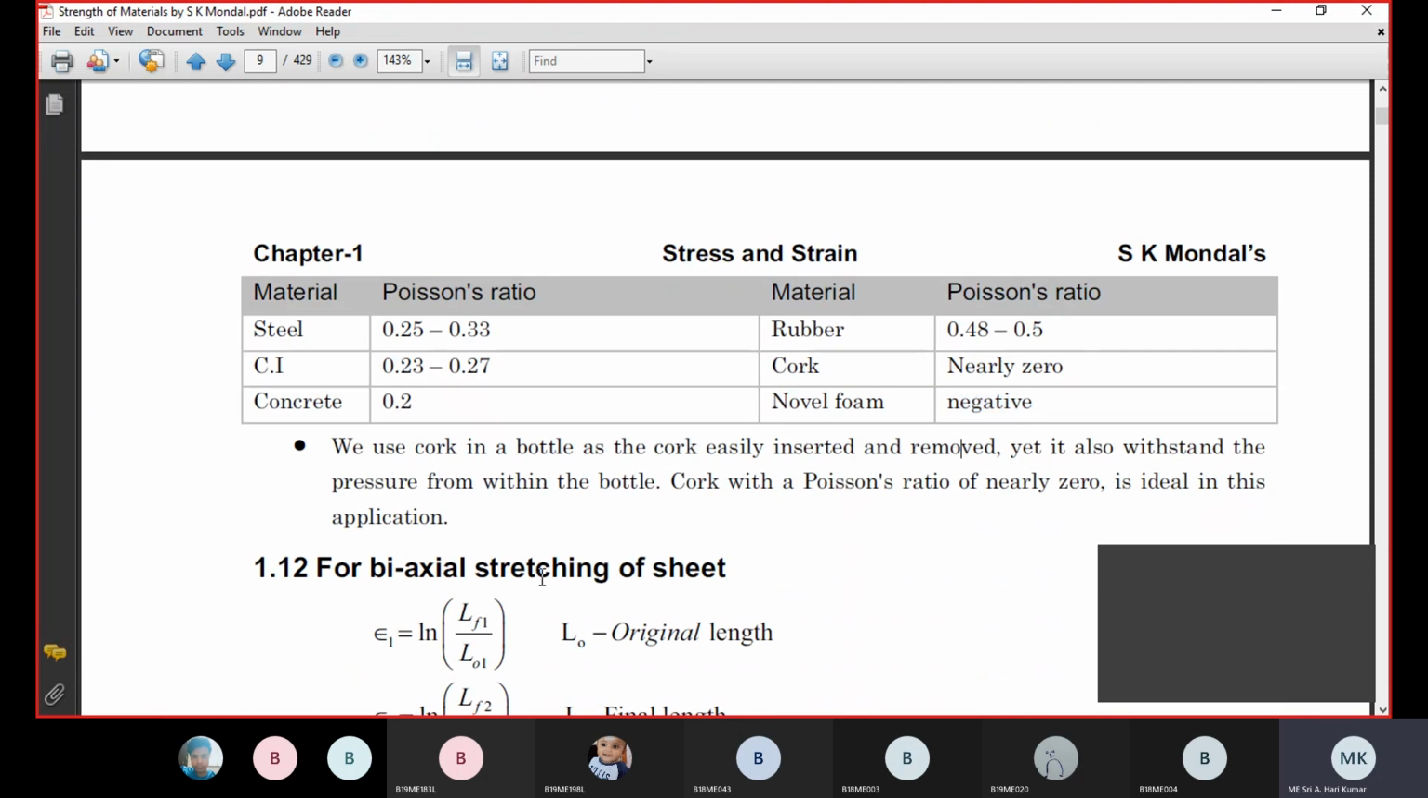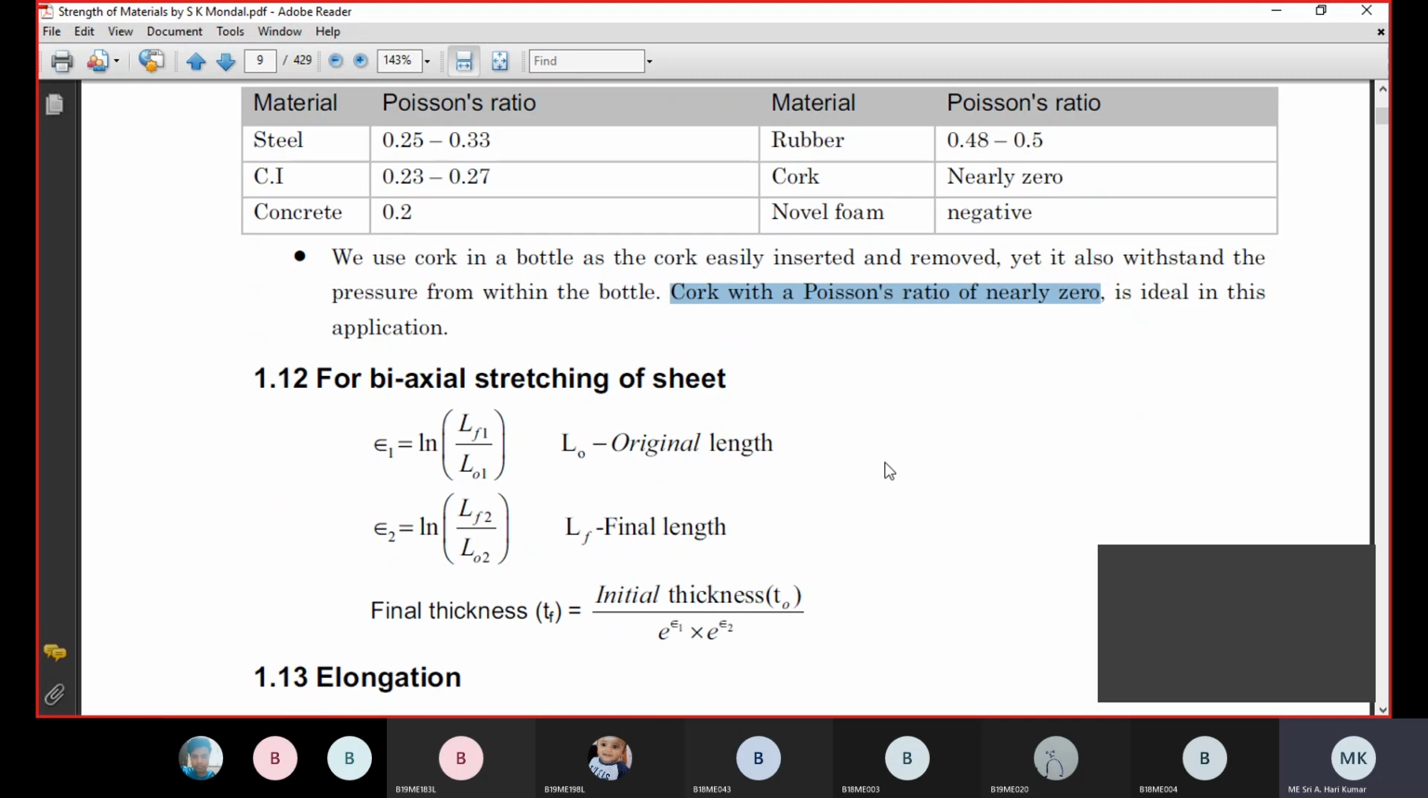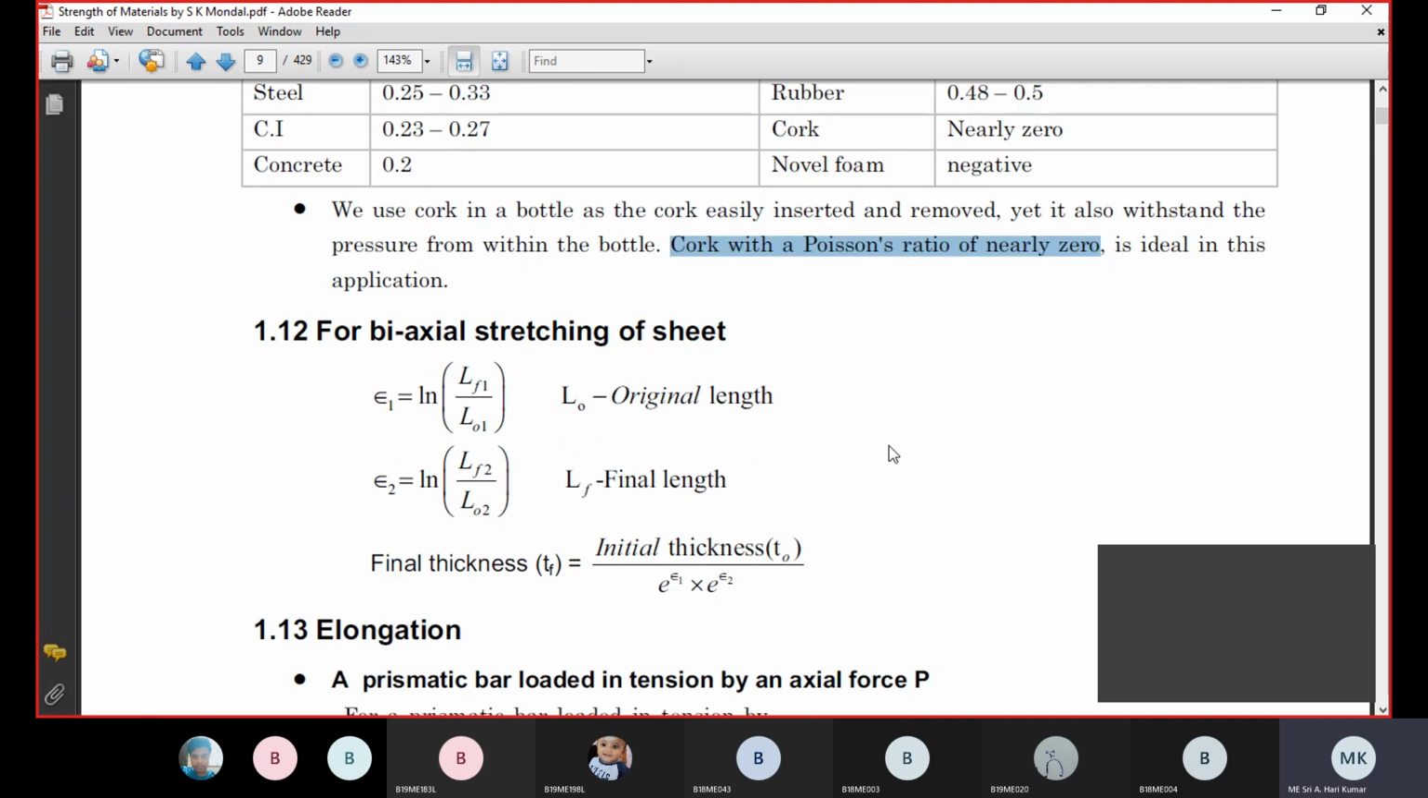It falls below 0. We use cork in a bottle because a cork easily gets inserted and removed, yet it also withstands the pressure within the bottle. So that's why cork, with a Poisson's ratio of nearly 0, is ideal. That's the reason why we use a cork. You might have seen some cork.